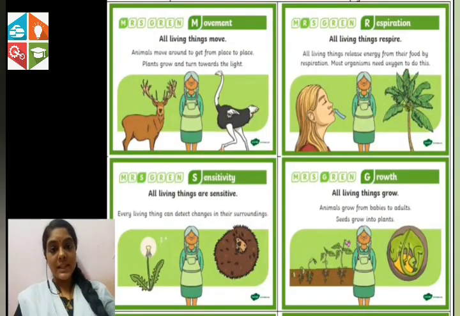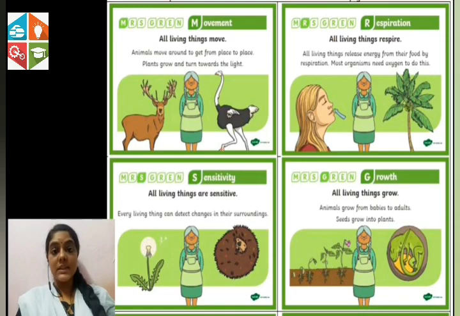These 7 life processes can be easily remembered by the mnemonic Mrs. Green. The first letter, M, stands for movement. All living things are capable of moving; this is one of the life processes. The second letter, R, is for respiration. All living things respire, so respiration is one of the life processes.